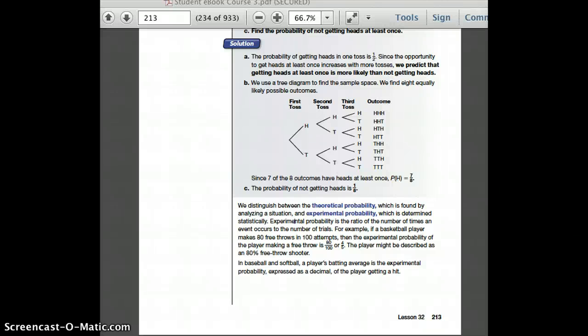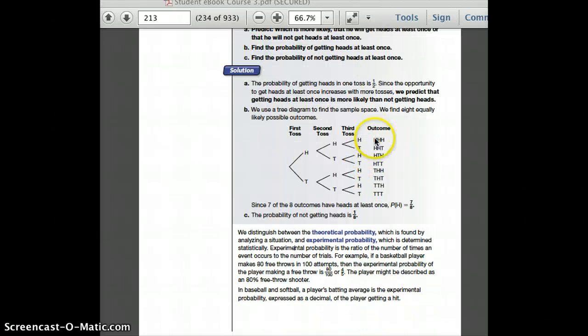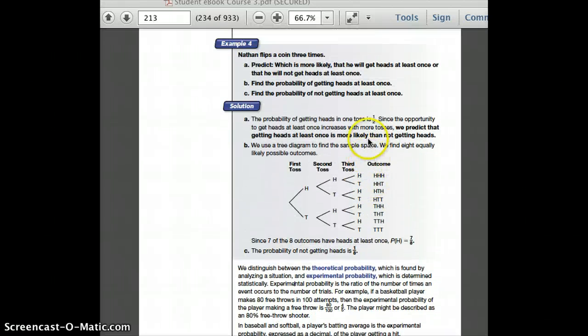Alright, pre-algebra class, this is lesson 32, the second video. We left off at this example, example 4, which is on page 213.